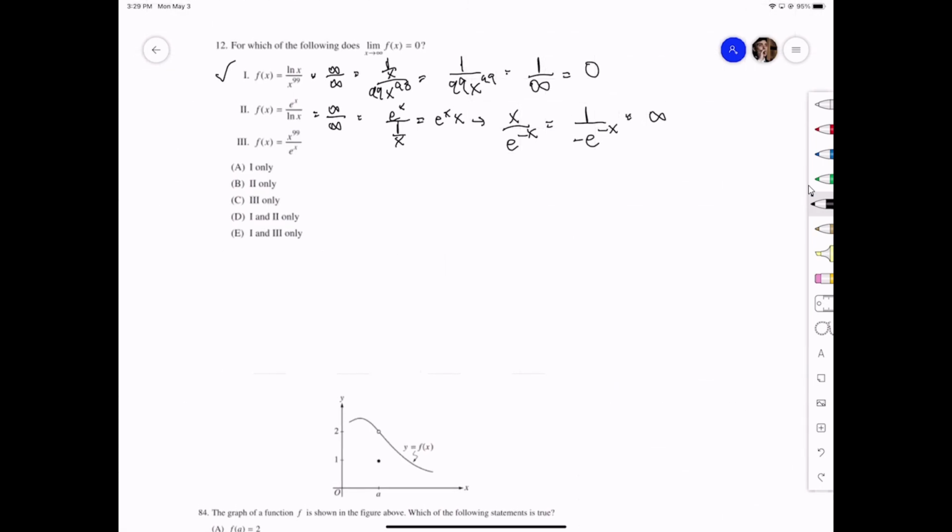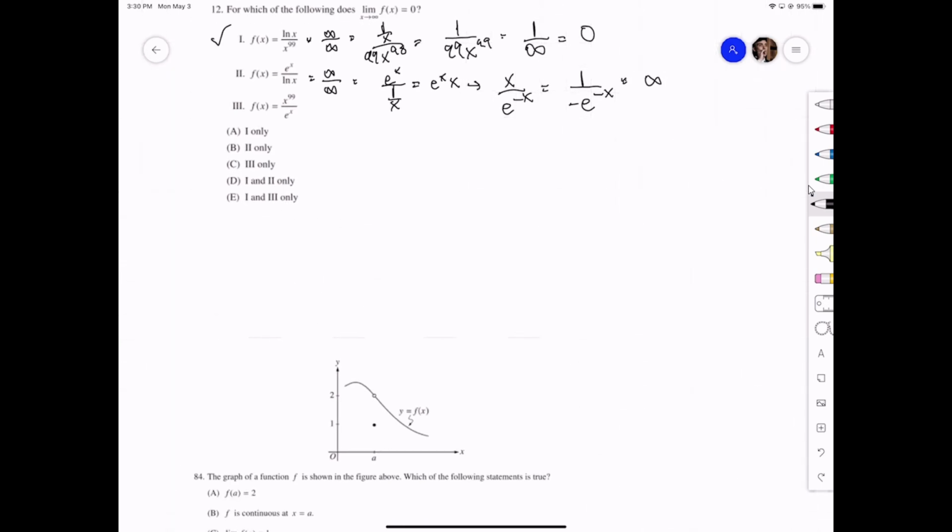Wait, I have a question. How do you know that e to the negative x, as you approach infinity, approaches 0? Okay, well, basically, it's just how exponential functions work. They look like this. If you approach negative infinity, it always asymptotes at 0. So that's basically how I knew.